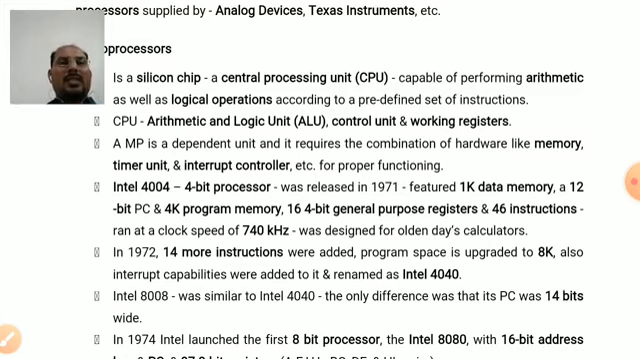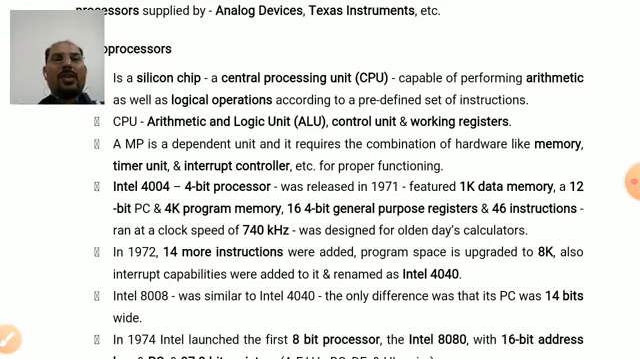Then it had 16 4-bit general purpose registers. 4-bit in the sense the amount of data used by these registers will be of 4-bit size. And it had 46 instructions operated at 740 kilohertz. It was designed for the olden days calculators.